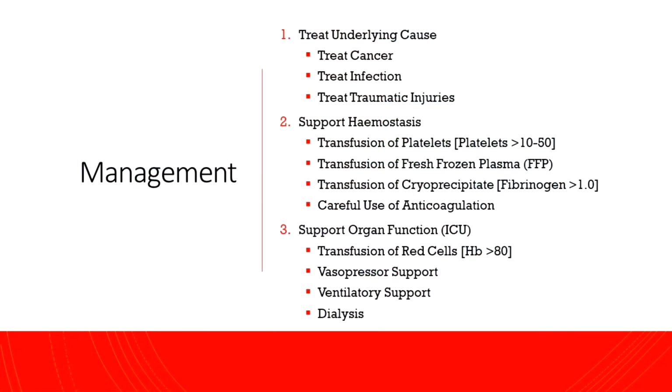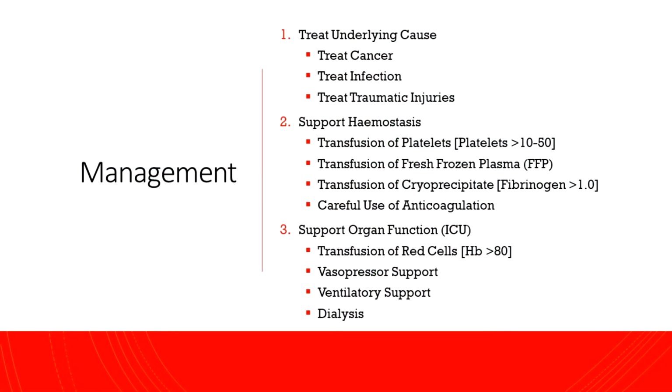Our third priority is making sure the person survives all of this. And so supporting the organ function whilst we're treating the underlying cause, whilst we're supporting a return to somewhat normal hemostasis. So they might need transfusion of red cells, and we generally would target a hemoglobin greater than 80, unless there's major ischemic heart disease or heart failure, where we might go more towards 100.